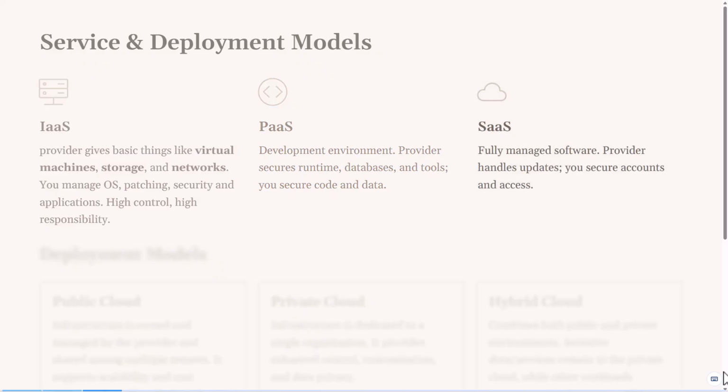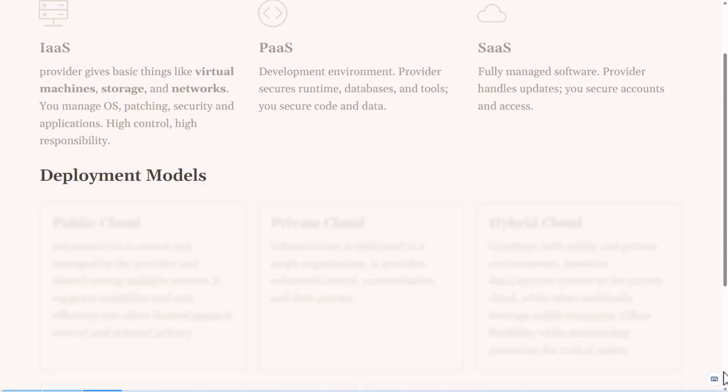Next, we have SaaS, Software as a Service. This model is a ready-made software that we use through the internet, for example, Gmail. The provider manages everything. Our only responsibility is to protect our account and our data. This is the easiest model for users.